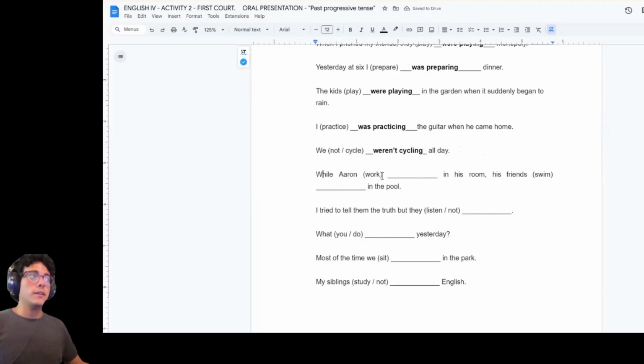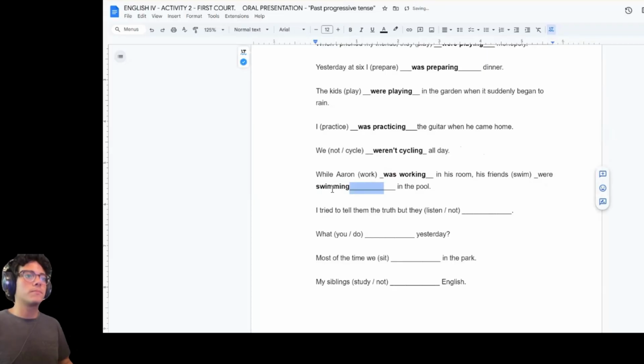Okay. Next, while Aaron, the verb is work, in his room, his friends, and the verb is swim in the pool. Okay, so while Aaron was working in his room, his friends were swimming in the pool. Oh, forgot about this one. Were swimming in the pool. So the complete sentence says, while Aaron was working in his room, his friends were swimming in the pool.